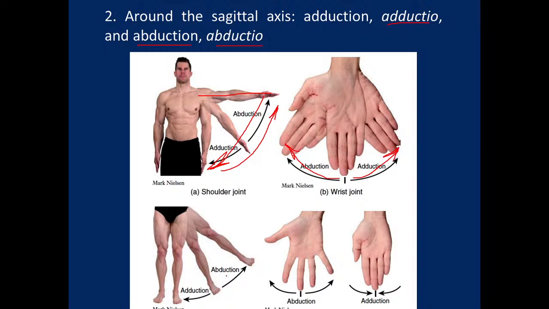Here you see abduction and adduction in the hip joints, as well as in the metacarpophalangeal joints. Abduction here, and adduction is next.